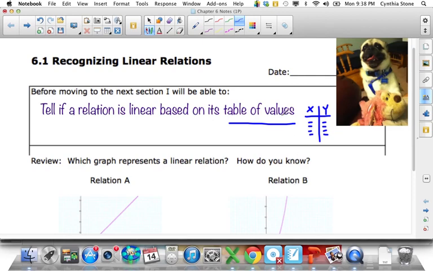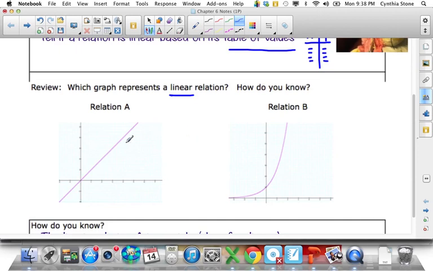So we want to be able to look at just a table of values and tell if it's linear. Well, before we begin that, we should make sure you remember how to know if something is linear based on a graph. So imagine we have two relations here. One of them has a straight line, and one of them is a curve. And the question is, which one is linear? And the answer is that relation A is linear, because it's a straight line.